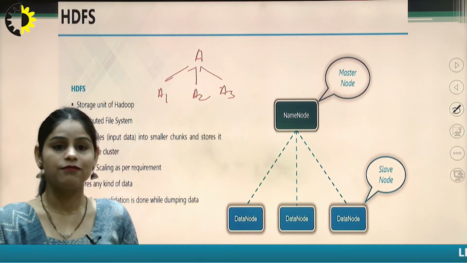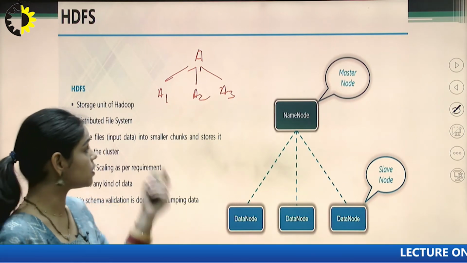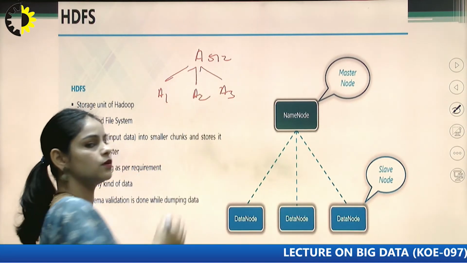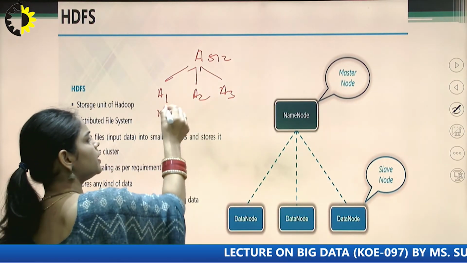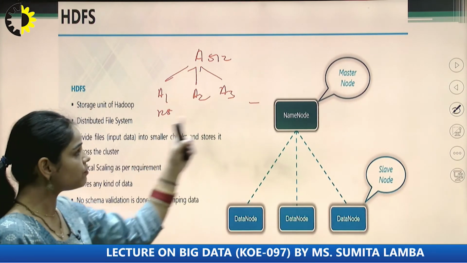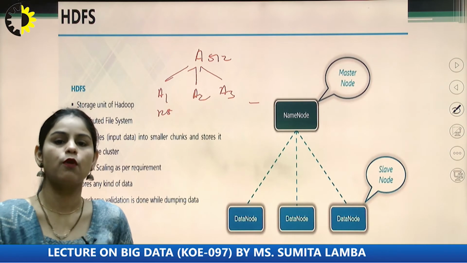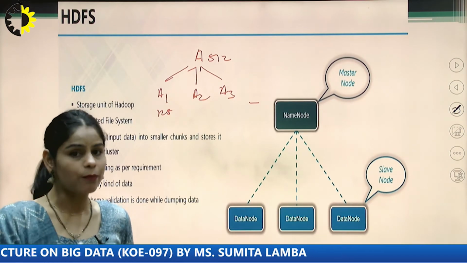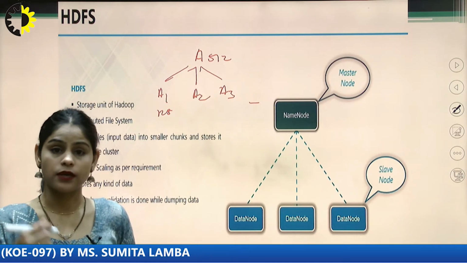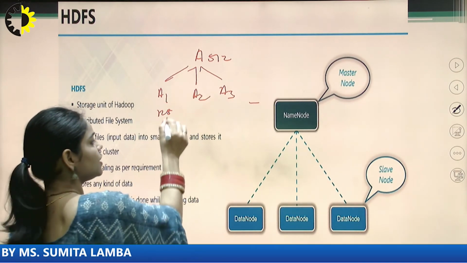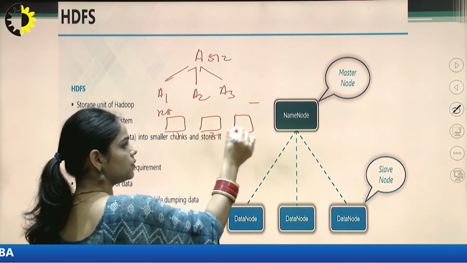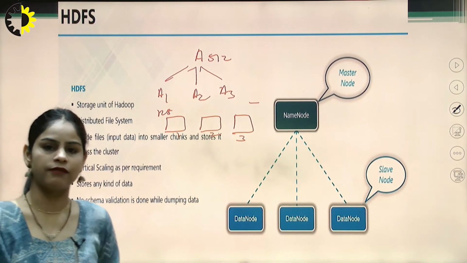And then after dividing it into smaller size chunks, these are the smallest size chunks. Let's say this was of 512 MB. So it might be dividing it into 4 blocks of 128 MB. Right? Now after dividing this file into smaller data blocks, it is dropping them over the cluster. It means it is storing these chunks into the data nodes. Now let's say this is my data node 1, this is data node 2, this is data node 3. There are 3 data nodes that are available with us.